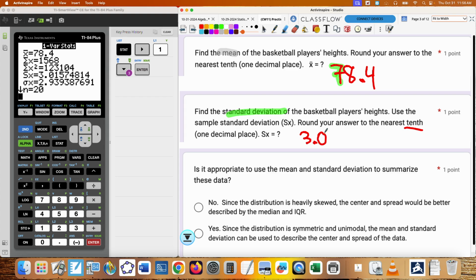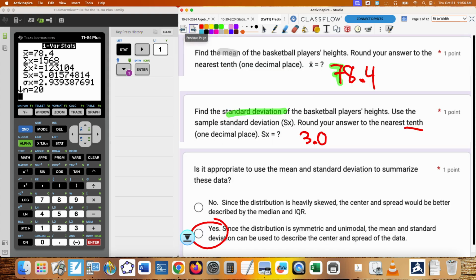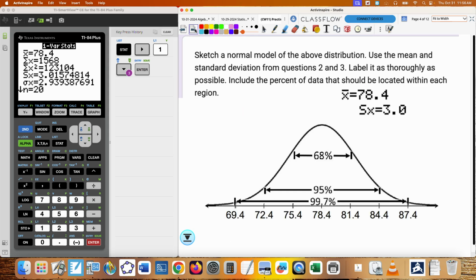Is it appropriate to use the mean and the standard deviation to summarize these data? Definitely, yes. It was very symmetric. It was almost perfectly symmetric, and it's unimodal, so it's appropriate to use the normal model and the mean and the standard deviation to summarize the center and spread of the data. Sketch a curve. All right, so I centered my curve here at 78.4, and then I counted by 3, my standard deviation, 3 times in each direction.